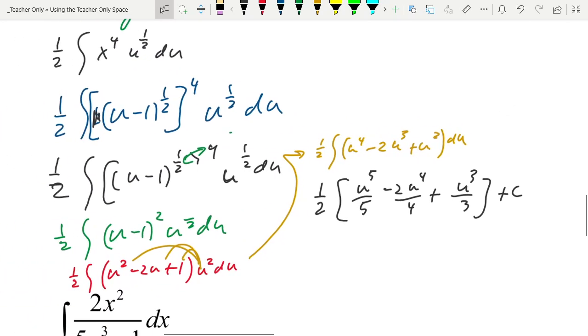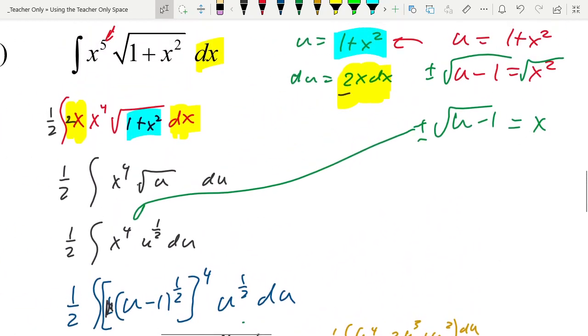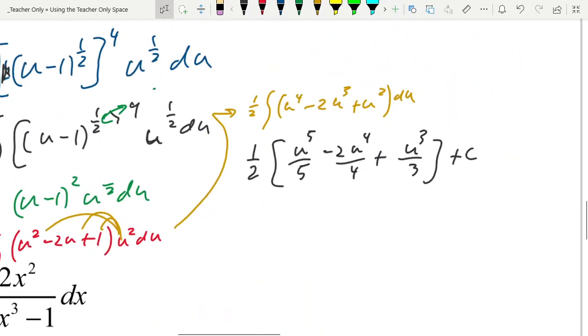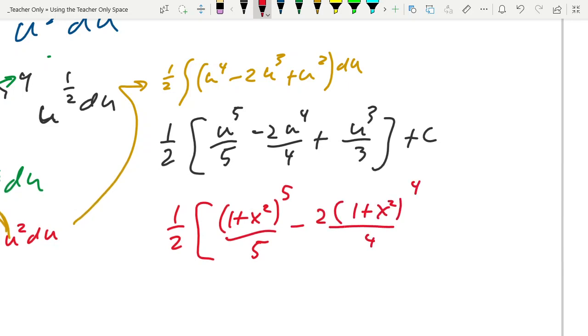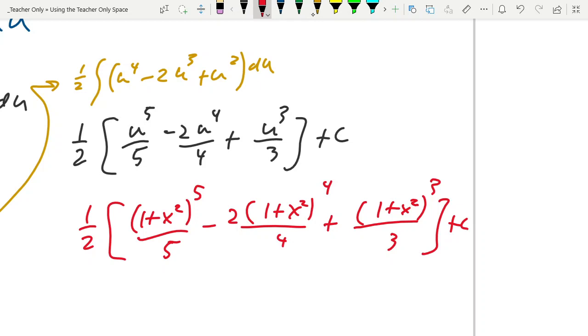Now, just remember we didn't start with u, so we can't end with u. u was originally 1 plus x squared. So we're going to be left with 1/2 times 1 plus x squared raised to the 5th over 5 minus 2 times 1 plus x squared raised to the 4th divided by 4 plus 1 plus x squared cubed over 3 plus c. And you can leave it like that, or of course you could distribute the 1/2 through, and that would just make this 10, 8, and not that, 6. There we go, plus c.